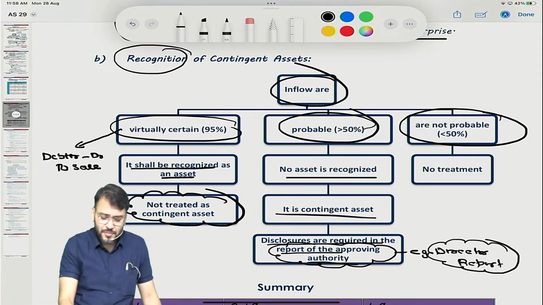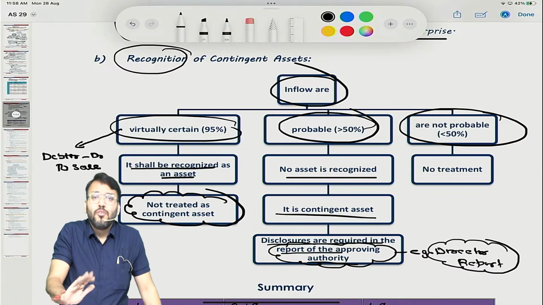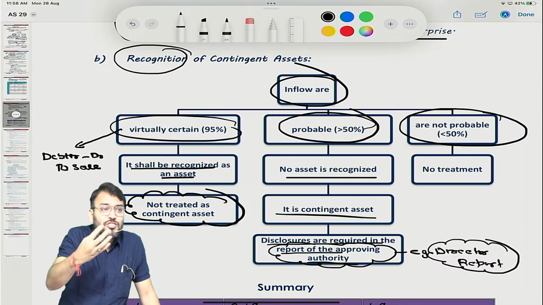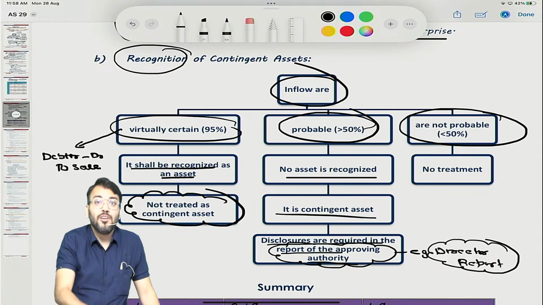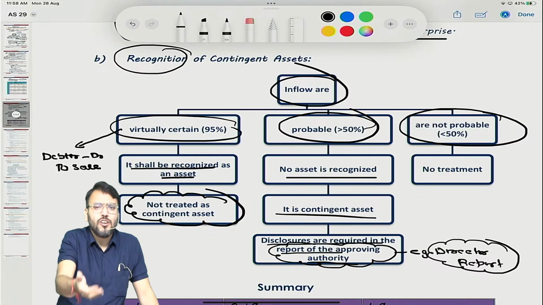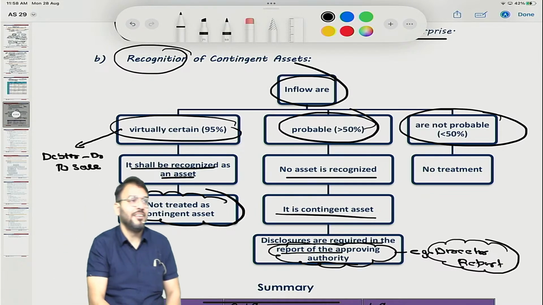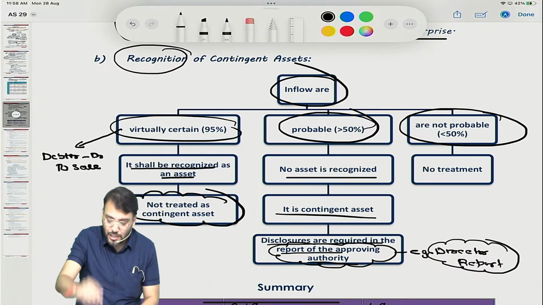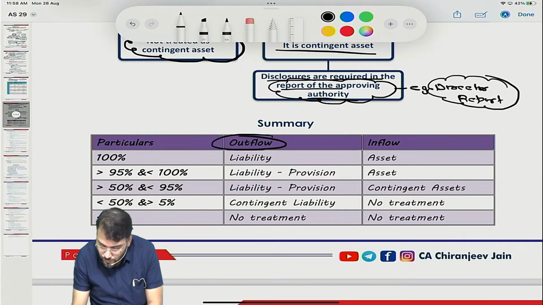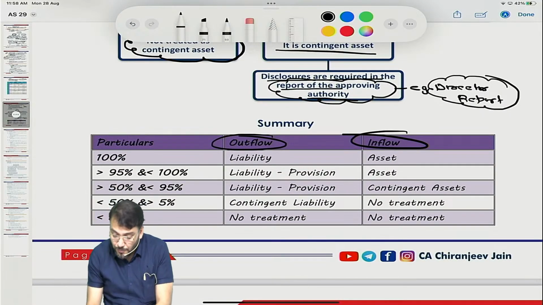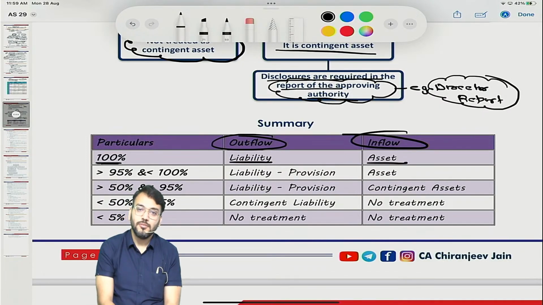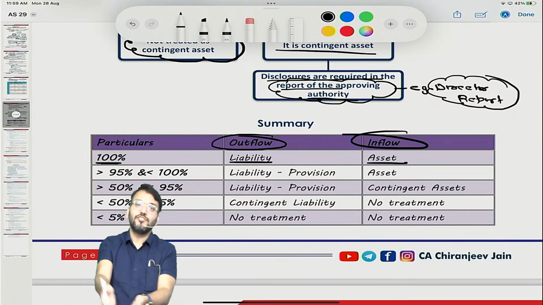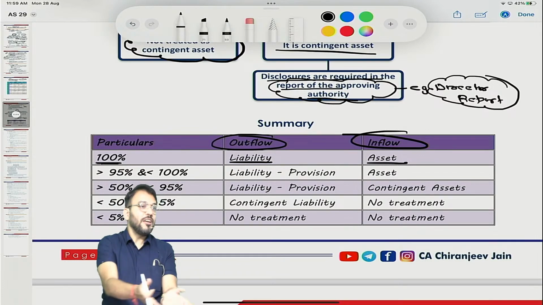Can I say in this way, for asset, for inflow, AS is more strict, and for liability, meaning outflow, AS is not so strict. Due to which principle? Conservatism principle. Due to conservatism only. Correct. If you compare these two, outflow and inflow: if 100% certain, it is a liability, it is an asset. No doubt. Then we recognize the liability and recognize the asset. We are not discussing that in this chapter.